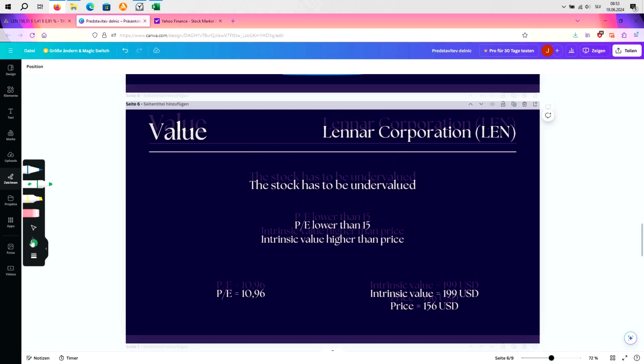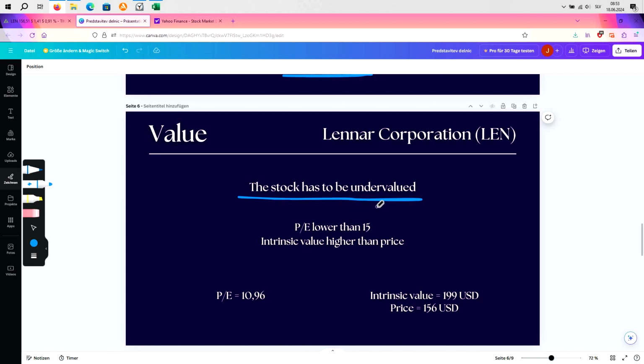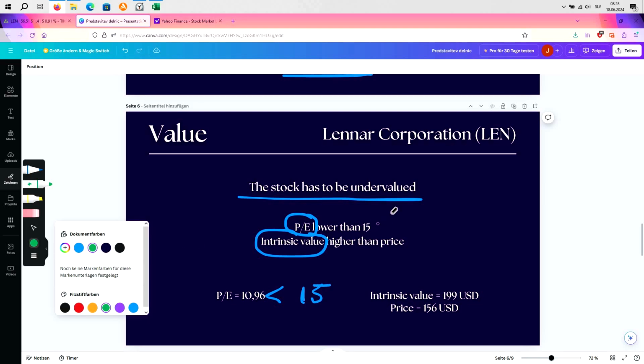Now we come to the value, and in terms of the value, we of course want to buy stocks that are undervalued. Now, how do we decide that? We analyze two little bullet points. One is called P/E ratio and the other one is called intrinsic value. Now, as a complete beginner, you generally just want to figure out that the P/E ratio is lower than 15 and intrinsic value is higher than the price of the stock, okay? We will explain that right now together. So P/E ratio of Lennar Corporation is around 10, which is lower than 15. So this is what we want to see, okay? P/E ratio in this case is preferable.